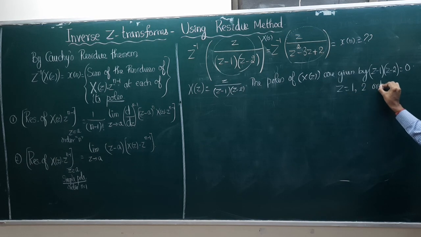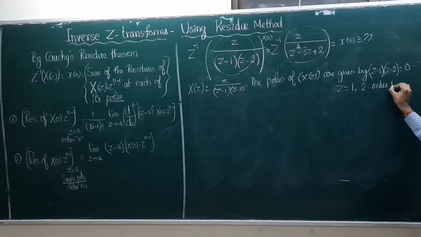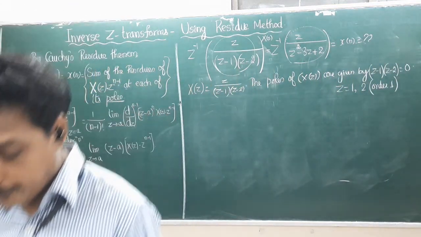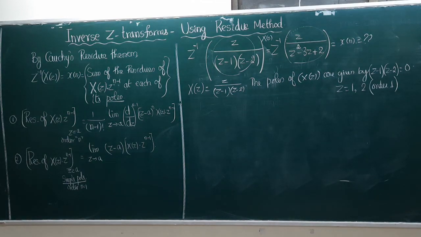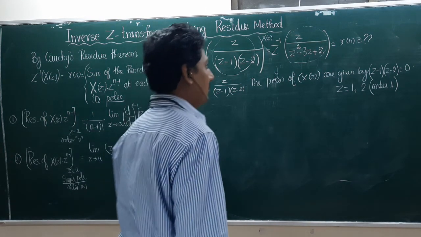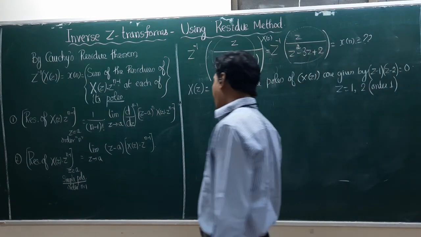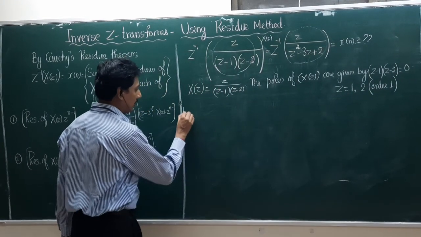What is the order? Order is nothing but how many times it repeated. Only one time, so it is called the simple pole. Am I right? It is called the simple pole. It's clear. Now, once we got the poles and their order, go for the residue.